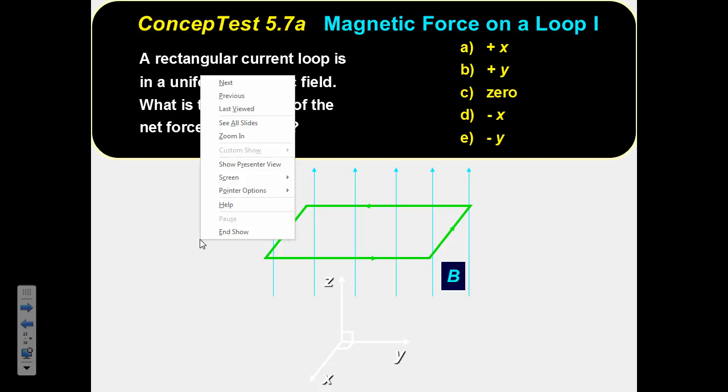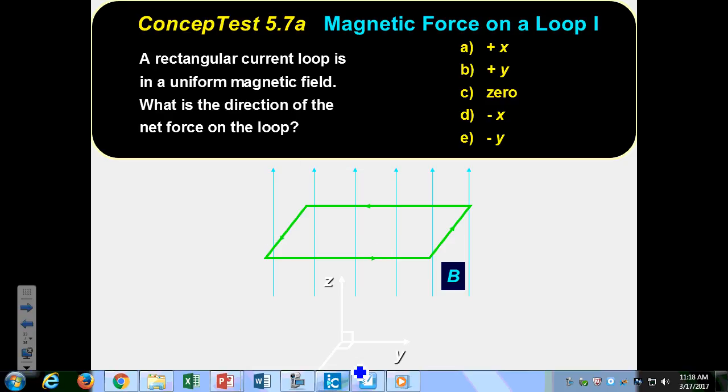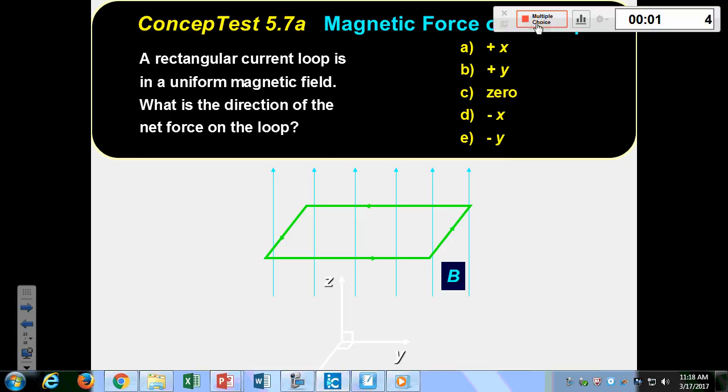What's the direction of the net force on this loop? Looking for the net force.